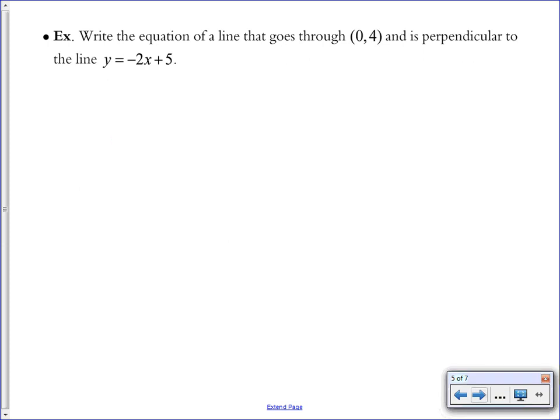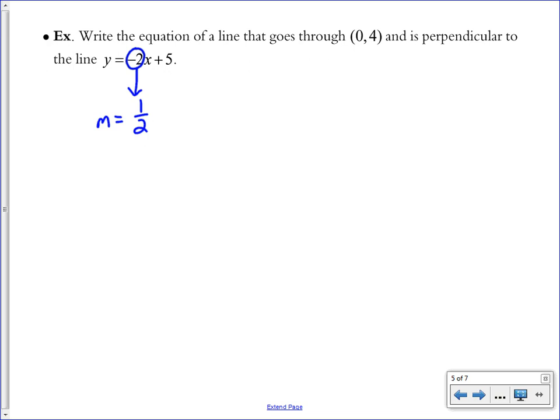Write the equation of a line that goes through (0, 4), and is perpendicular to this line. So it's a very similar question, but now it says perpendicular. And perpendicular slopes are opposite reciprocals. So again, the only information I need from that equation is its slope, which is -2, so that I can flip it and make it positive. So I want my new slope to be positive and flipped, so positive 1/2.